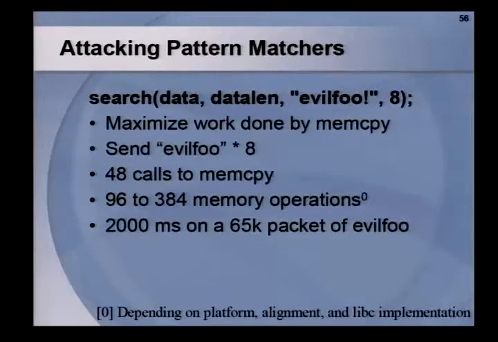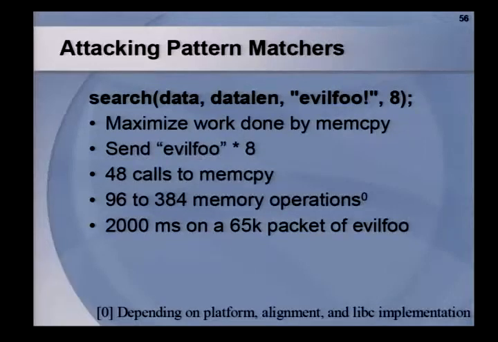So how do you attack this? You maximize the work that search function will do. So if you send evil foo, that does not match evil foo bang. So if you send evil foo times 8, when you look at it, there's going to be 48 different calls to memcopy. Depending on the implementations of memcopy, you can have between 96 and 388 actual memory operations for reads and compares, which evaluates to, on a 65K packet on a 3 gigahertz box, 200 milliseconds for a 65K packet of just evil foo without the bang.